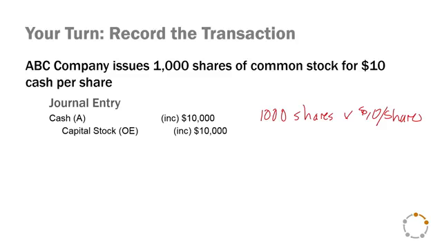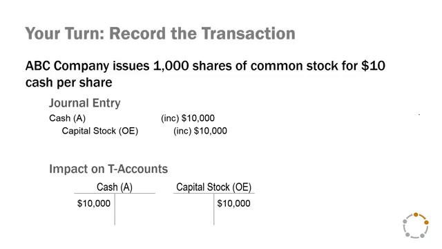There's another account that has to be affected because, of course, the total of our left side entries has to equal the total of our right side entries. When a company issues stock to its investors or owners, that is recorded in an owner's equity account, and we'll call that capital stock. So capital stock, which is an owner's equity account, increases by $10,000. Since it's an owner's equity account and it's increasing, it's a credit on the right side of the journal entry.